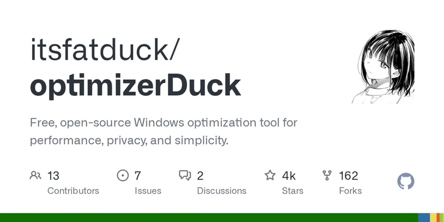Every optimization can be applied manually. optimizerDuck just makes it easier for you to apply these optimizations. System optimizations: over 30 tweaks across 6 categories, each with a clear description and risk rating so you know exactly what each change does before applying it.